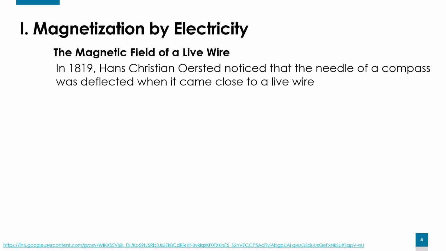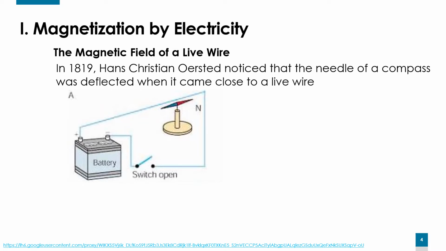Who discovered that was Hans Christian Ørsted in 1819. He noted that the needle of a compass will deflect when it comes close to a live wire. Here is his easy experiment. When the switch is open, it means I don't have a current here. I have no electric current and my compass points north.